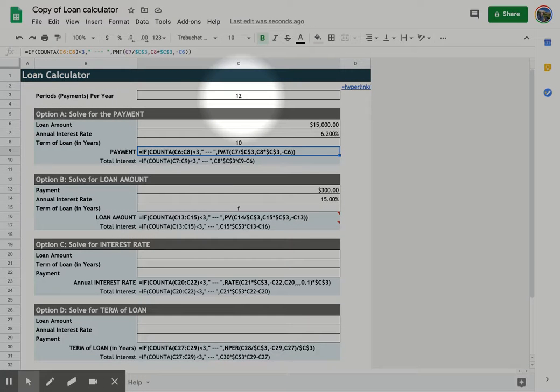number of payments. So as we look through this, we can kind of understand that. Then it says, take C8. Well, C8 is the term of the loan right there. So the term of the loan, and we multiply, that's what the asterisk means, times C3, again, the number of payments or installments per year. And then we subtract C6. C6 just happens to be the loan amount.